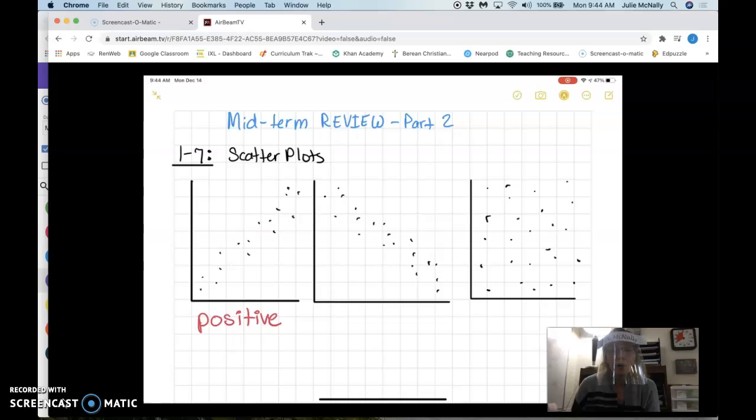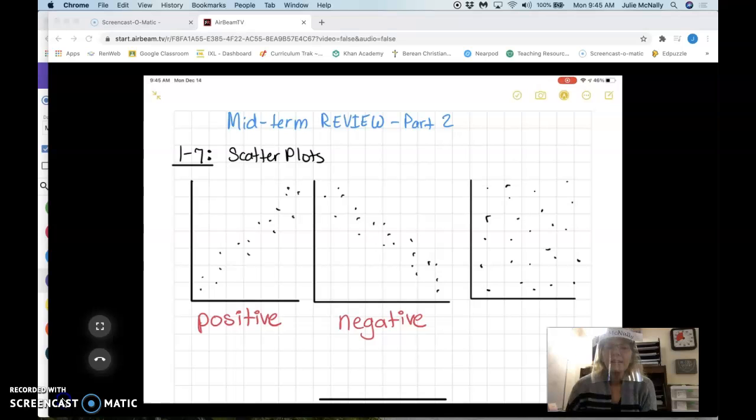The next one is what kind? Negative. And that's going to be on your next page in your packet. So negative starts up high on the left and moves down to the right. And then the last type is what kind? What? You forgot?